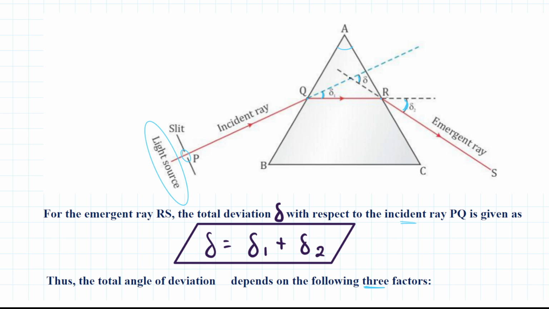So for the emergent ray RS, the total deviation delta with respect to incident ray PQ is the angle between the emergent ray RS and the direction PL.